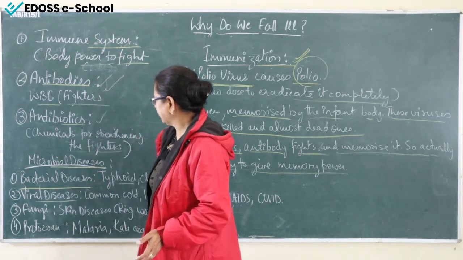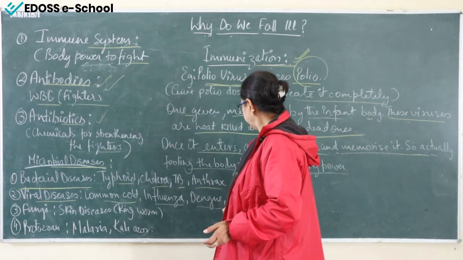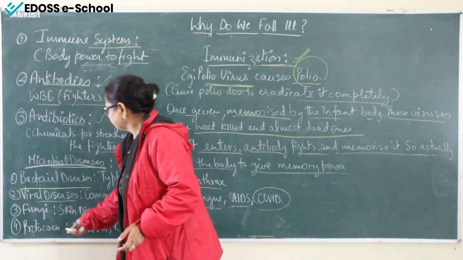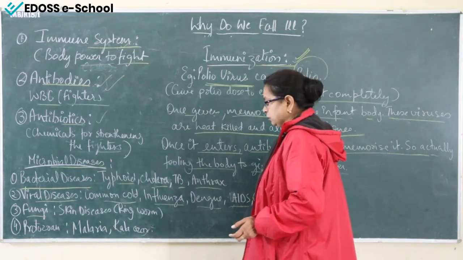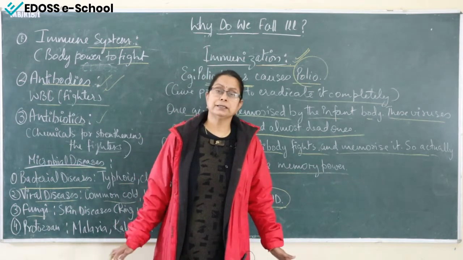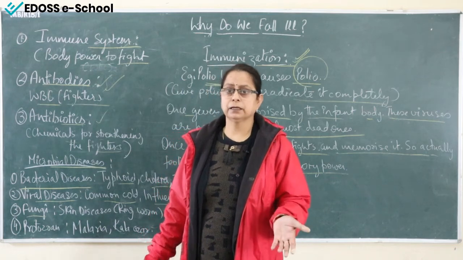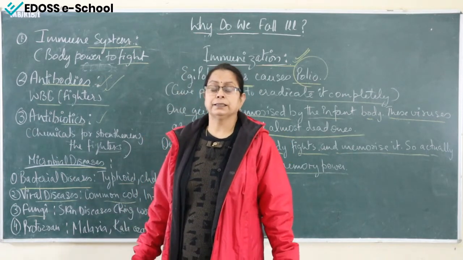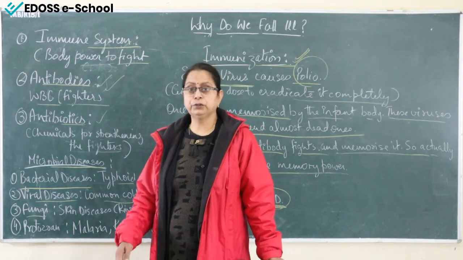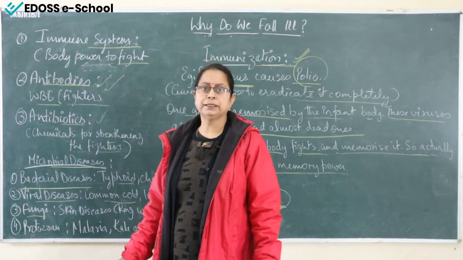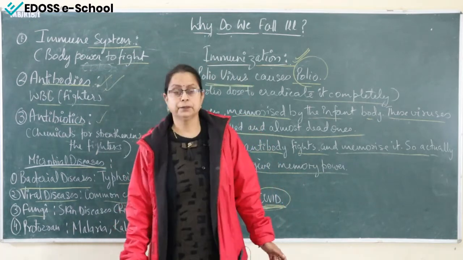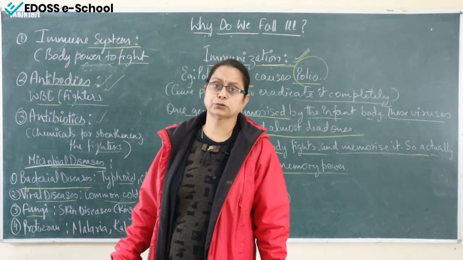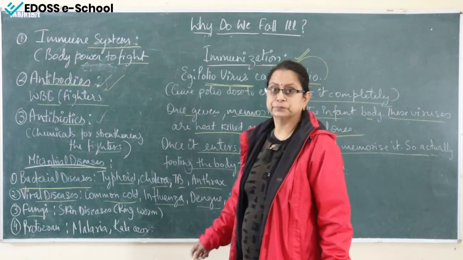Then the second is the viral diseases: common cold, influenza, dengue, AIDS, and COVID, which is the present viral infection. In the case of COVID, not just the infant, the body of every person is unaware of it. COVID is a viral infection that is totally new to each and every person in this universe. That is why it is very highly infectious. Moreover, we don't have any proper treatment or tablets for it.